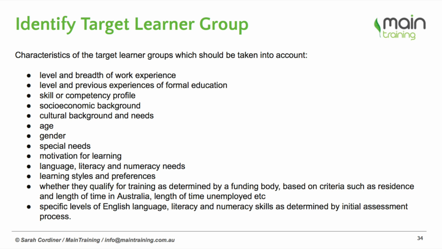What are their language, literacy and numeracy skill levels? What are their learning preferences? Are there any specific quality standards that we also need to consider? So here are just some of the things we need to think about when we're thinking about our target learner group, so that we can design and deliver our training effectively.